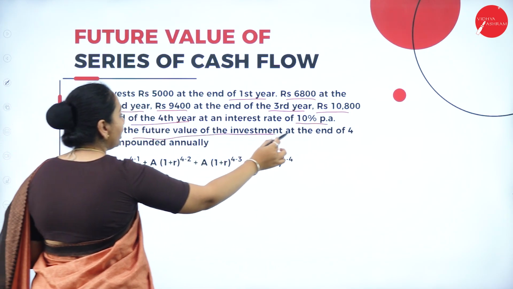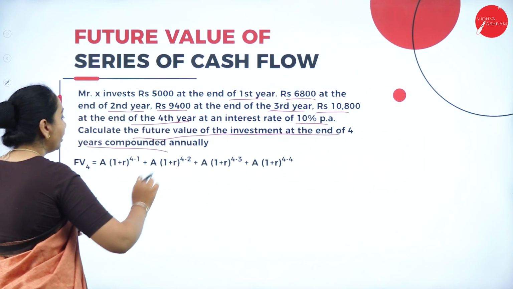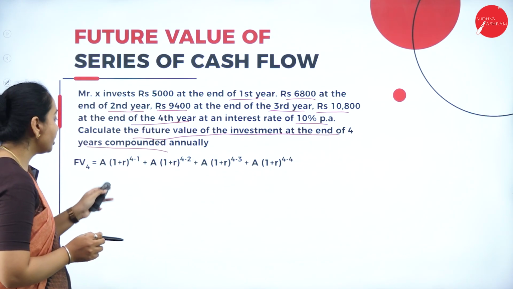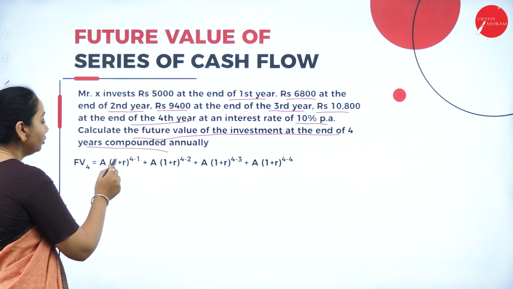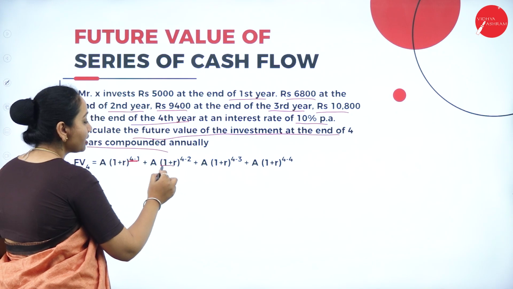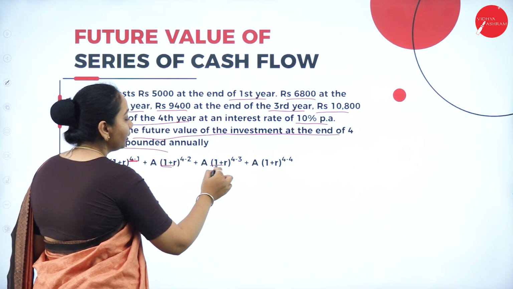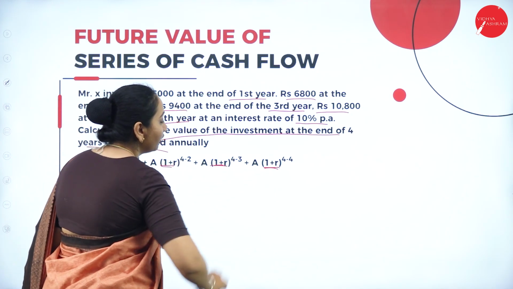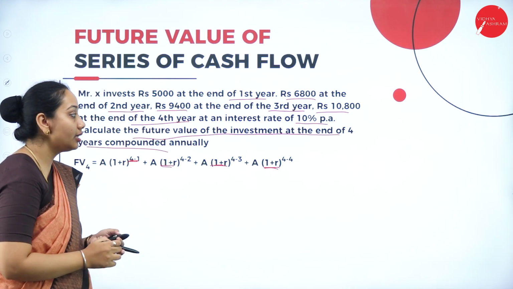Calculate the future value of the investment at the end of the fourth year compounded annually. So this is the formula: A into (1 + R) to the power of 4 minus 1, (1 + R) to the power of 4 minus 2, (1 + R) to the power of 4 minus 3, and (1 + R) to the power of 4 minus 4.